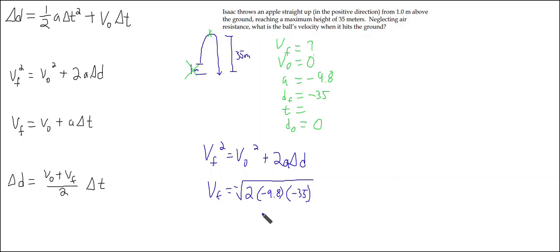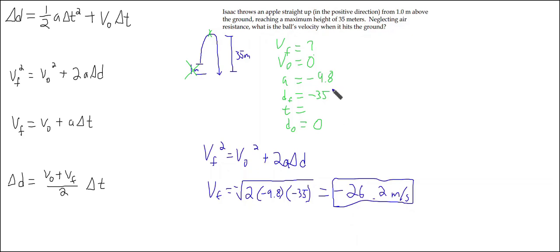Okay, as I type this in, the answer that I get, we have the square root of 2 times 9.8 times 35. And what this gives me is negative 26.2 meters per second. Okay, cool. So this is our final velocity, and this is the answer to our problem.